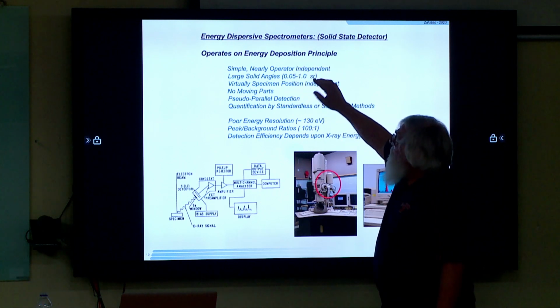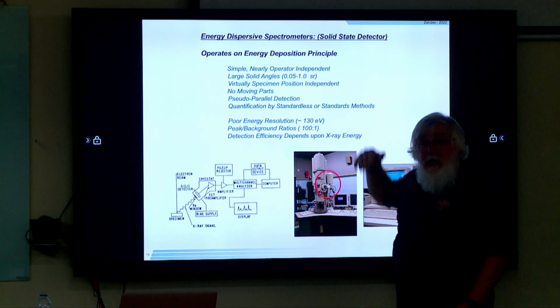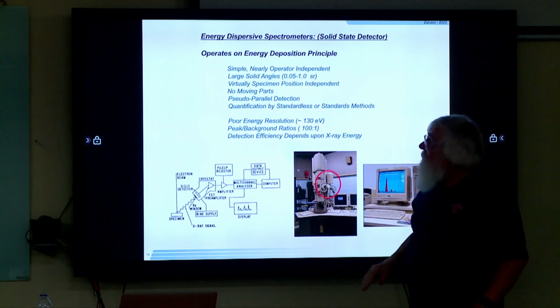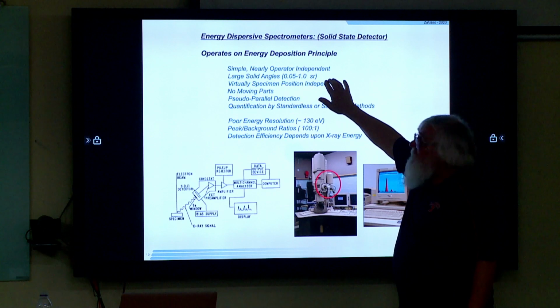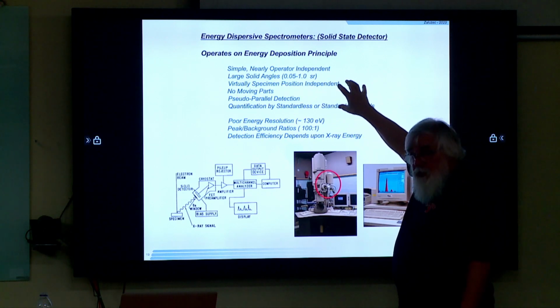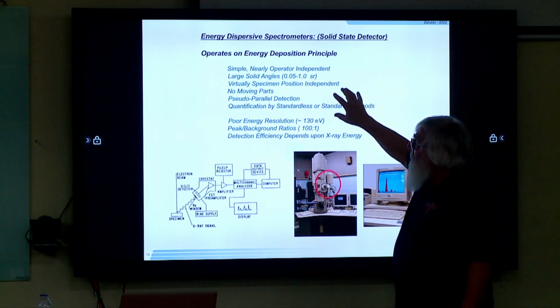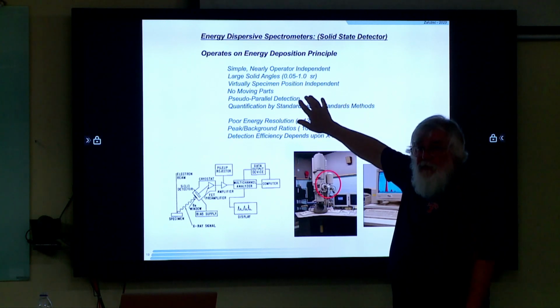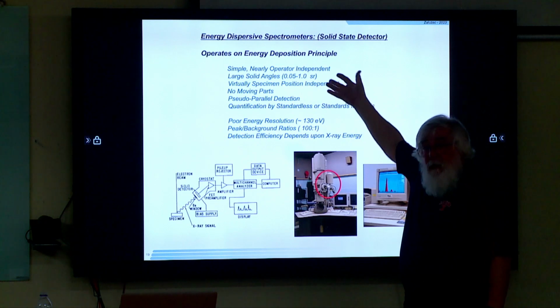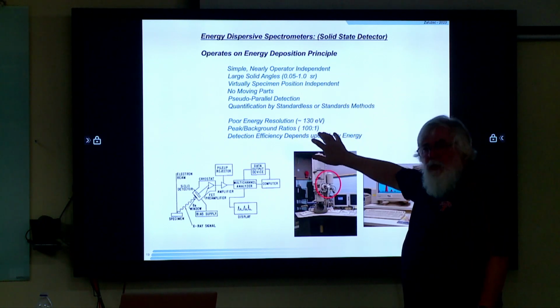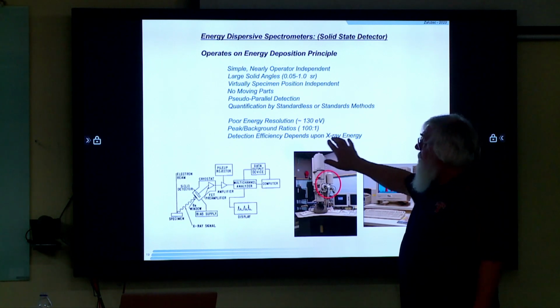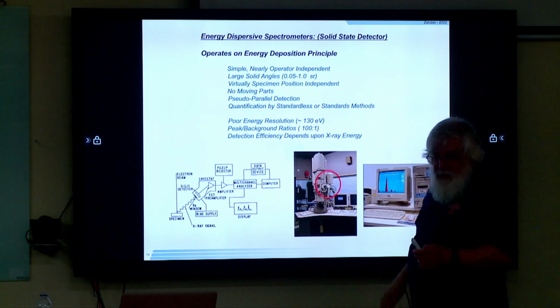Yeah, the nice thing about EDS detectors is they're simple. They're nearly operator independent, not quite, but nearly. They can have very large solid angles. That's an important factor for today. They're virtually specimen position independent. There's almost no moving parts. And they have nearly parallel detection capabilities. The downside is they have poor energy resolution. They have mediocre peak to background ratios, and the detection efficiency depends on the energy of the X-ray.